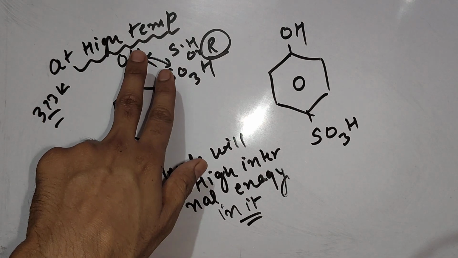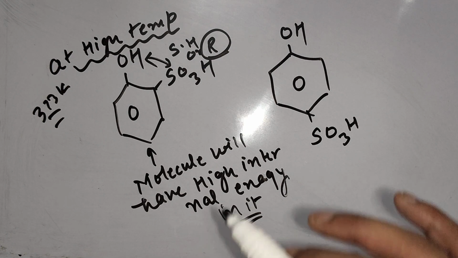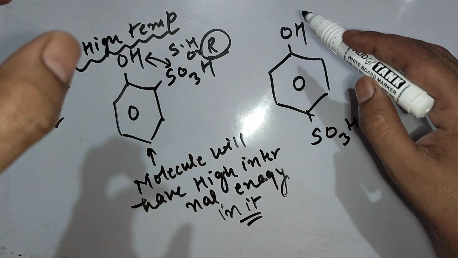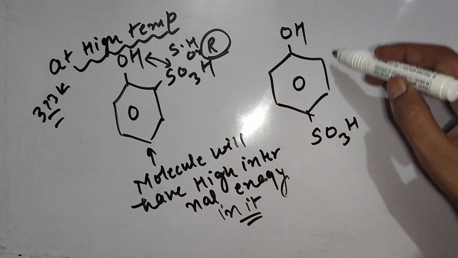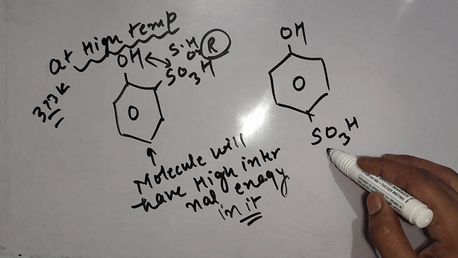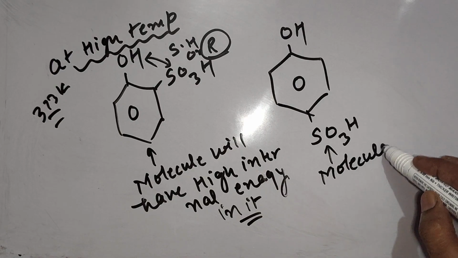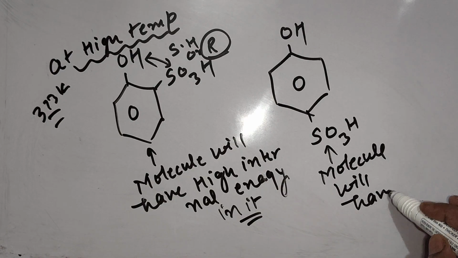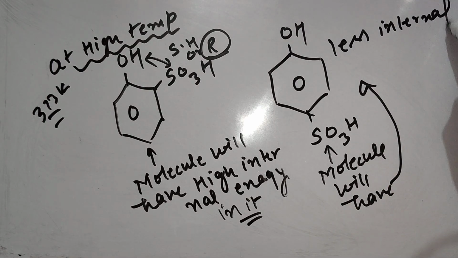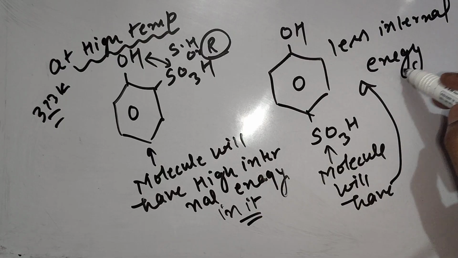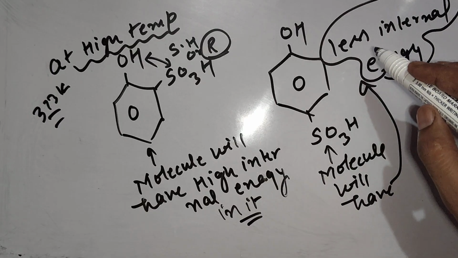Why? Because steric hindrance is there. Due to steric hindrance, repulsion is there. And repulsion will increase the energy of the molecule. But here, in para condition, repulsion problem will not be there because you can check the molecules are far away from each other. Steric hindrance is not there. So, if repulsion is not there, this molecule will have less internal energy. And less internal energy means thermodynamically controlled product.